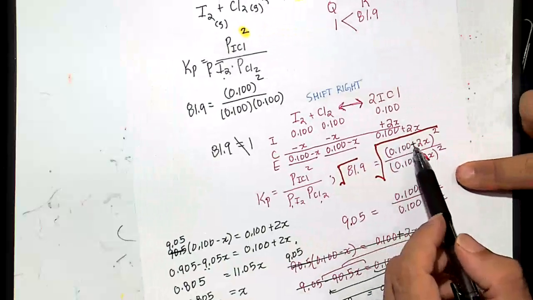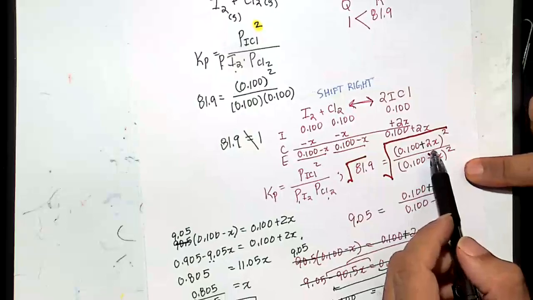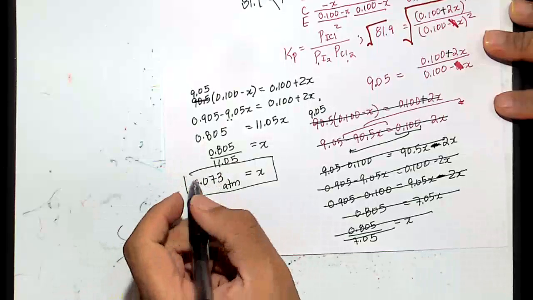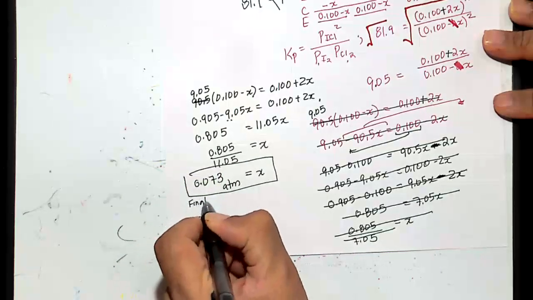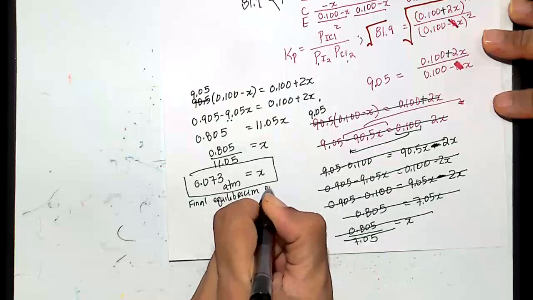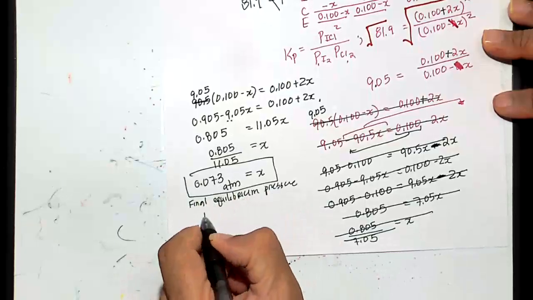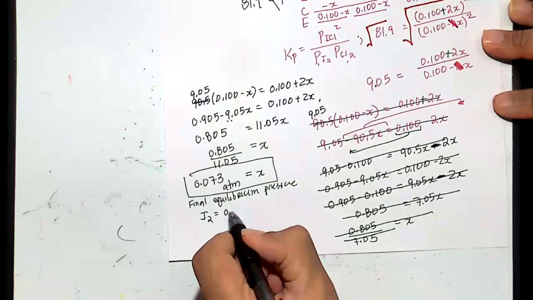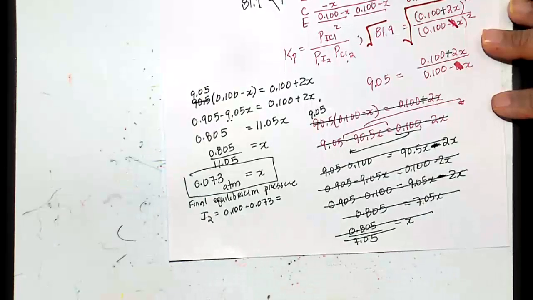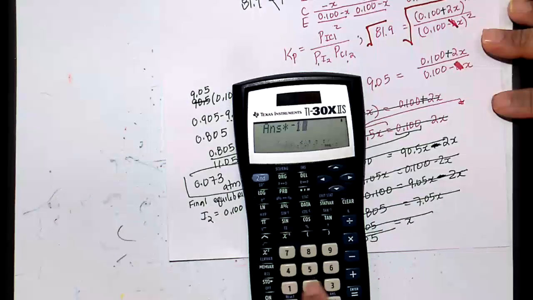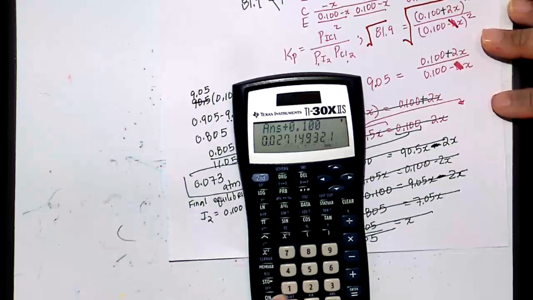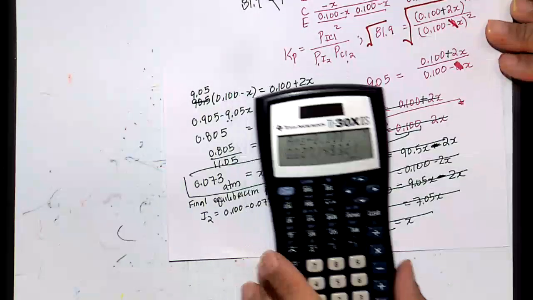Okay, so there's a transcription error. 0.100 plus 2x. I put a minus 2x there, so you found my error. So I thank you guys for that. And then our final answer here, final equilibrium pressure. Okay, I2 is going to equal 0.10 minus 0.073. What is that on our calculator? 0.027.